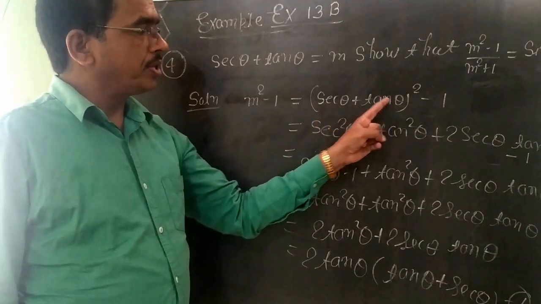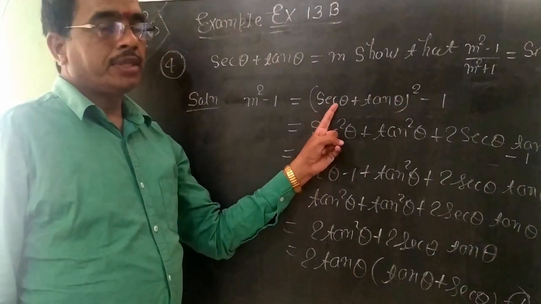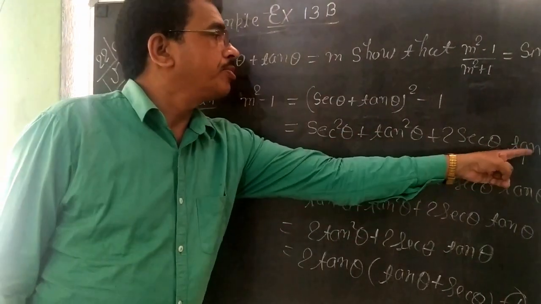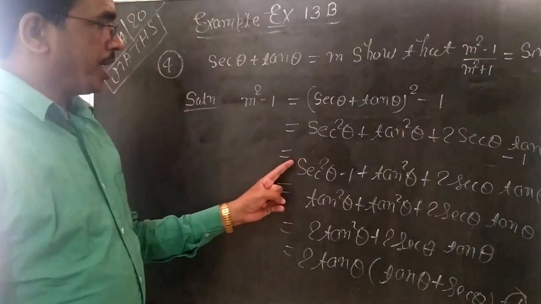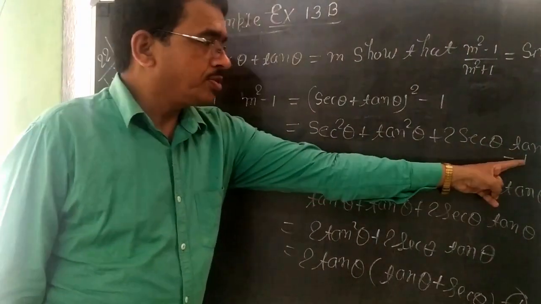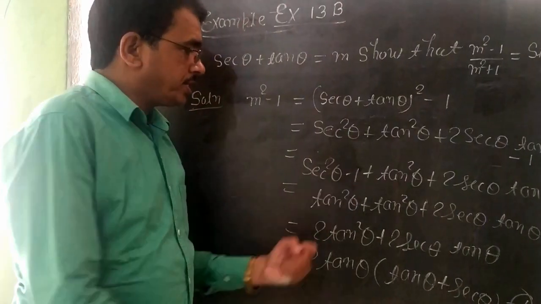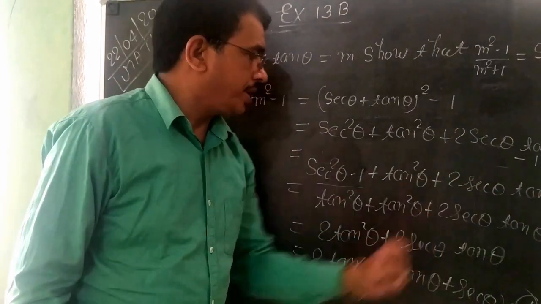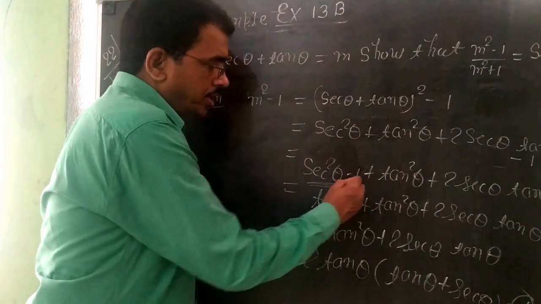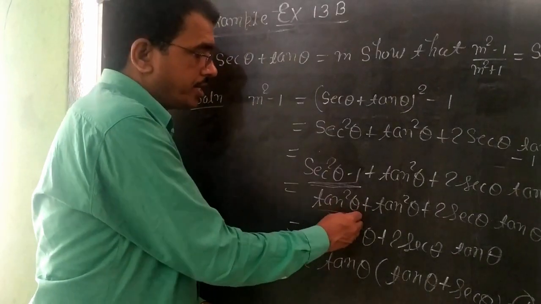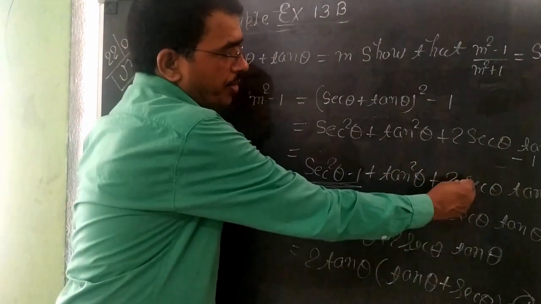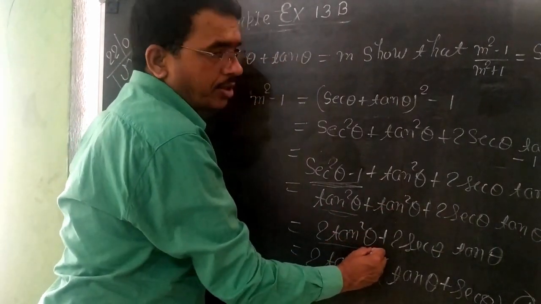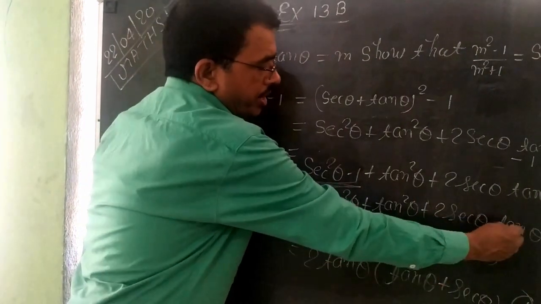It is a plus b whole square. So we write here a square, that is sec square, plus b square, that is tan square, plus 2ab, 2 into sec into tan, minus 1. Next, this is sec square and minus 1 write with sec square. Then it is sec square minus 1 plus tan square plus 2 sec theta into tan theta. Sec square minus 1 is equal to tan square theta. It is the second identity, and plus tan square theta plus 2 sec theta into tan theta. This tan square and tan square, you get 2 tan square theta plus 2 sec theta into tan theta.